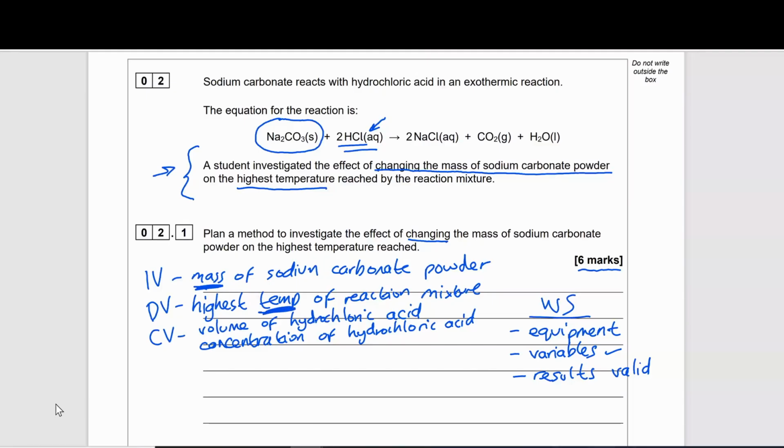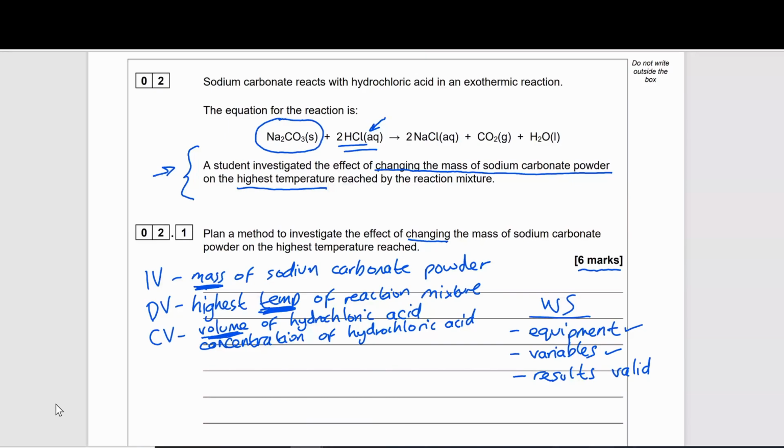Temperature. Manually, we use a thermometer. So we'd have to mention that. Volume of hydrochloric acid. There are different pieces of equipment that we can use to measure the volume. The easiest one we can mention would be a measuring cylinder. So definitely have mentioned 3 pieces of equipment that is important in trying to do this properly.